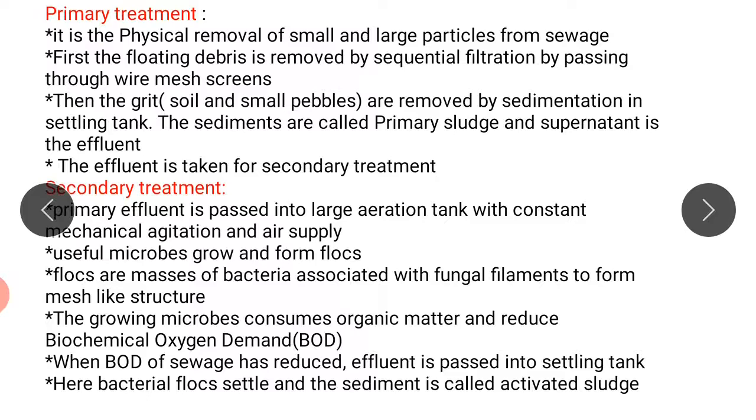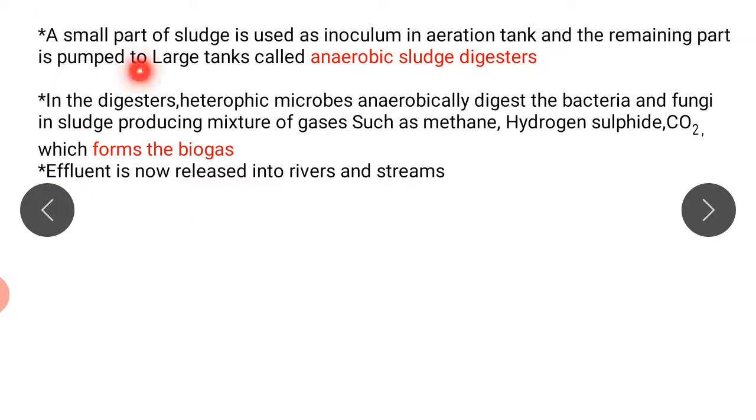Again it is sent to the settling tank. Whatever portion is settled at the bottom, that is known as activated sludge. Again a small part is sent back to that particular aeration tank, and the major part is sent to the anaerobic sludge digesters, where again microbes are present which decompose the matter in the absence of oxygen, where hydrogen sulfide, carbon dioxide and methane gases are released, which are important for biogas production. Okay, and then the remaining effluent is released to rivers or streams, which is relatively less polluted.